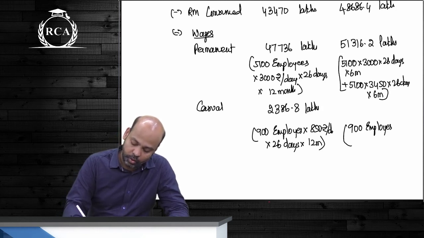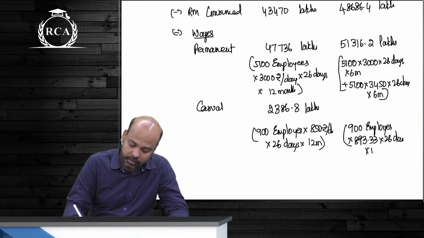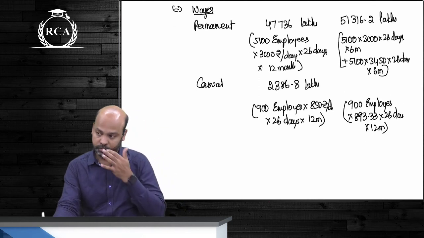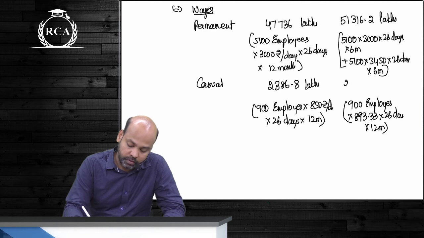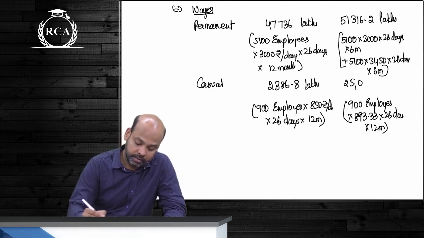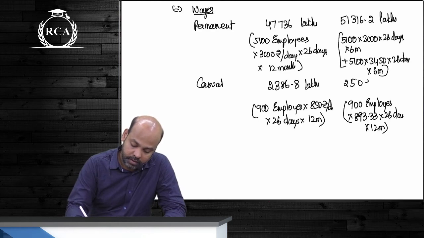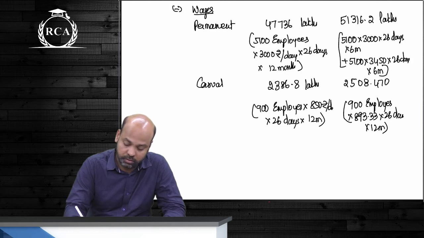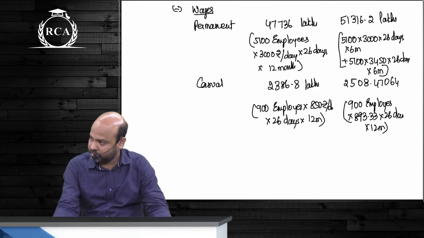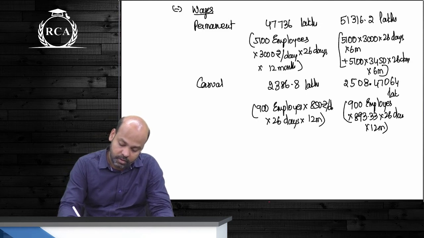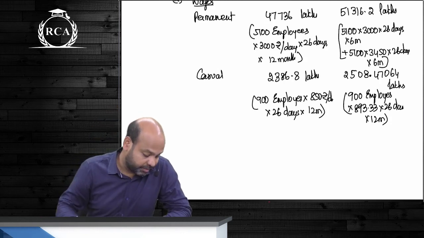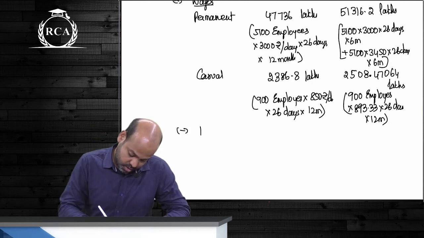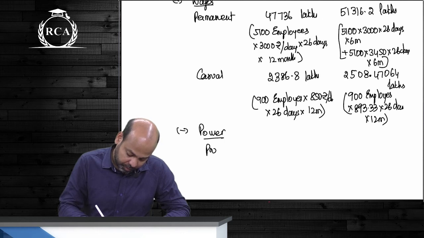900 employees into 893.33 into 26 days into 12 months. I wrote 2508.4706 lakhs, guys. ये हो गया wages, guys. Next आएगा बेटा क्या? Power cost for productive purpose, guys.